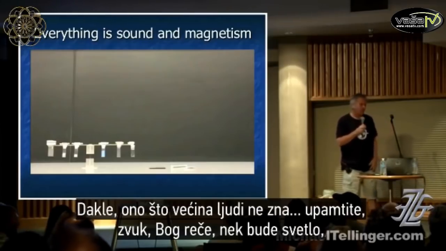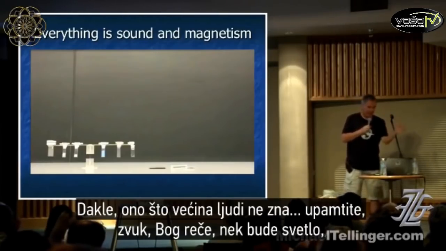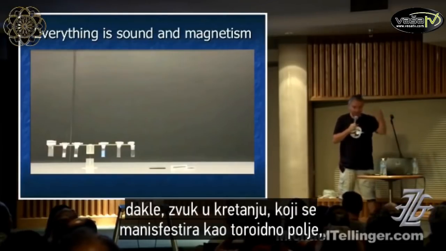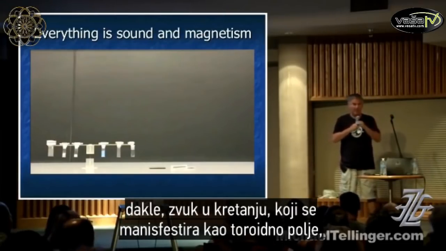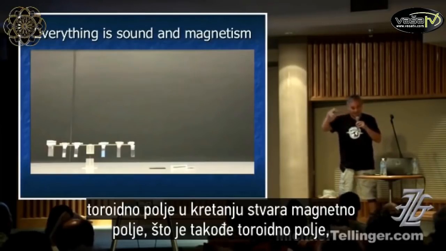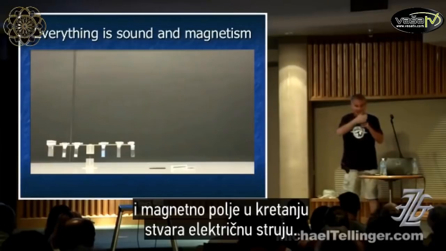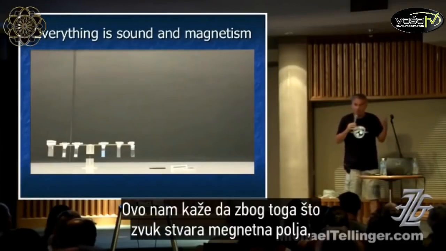So what most people don't know is, remember, sound. God said, "Let there be light." So it's sound. Moving sound. Sound manifests as toroidal fields. Those moving toroidal fields create magnetic fields, which are toroidal fields as well. And moving magnetic fields create electricity. That's the sequence of events.